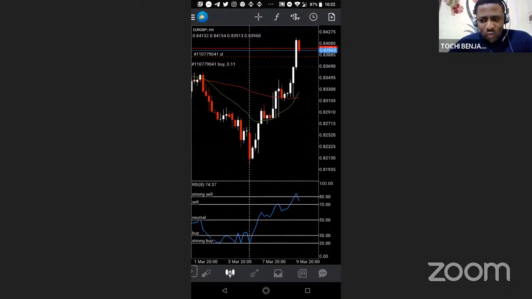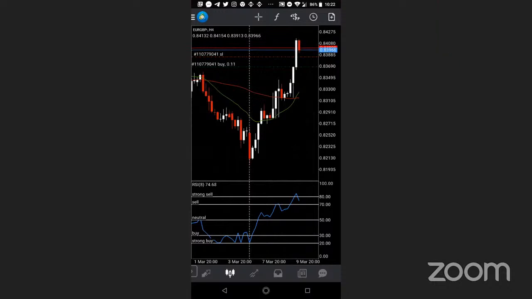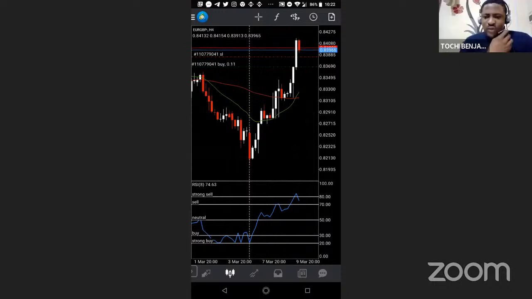The other one is to lock at break even. This one is to lock with profit. That is what I have done now. That is how to do it using the phone. But if it is using a laptop, you just drag and drop. That is what it means. Then you have it there.